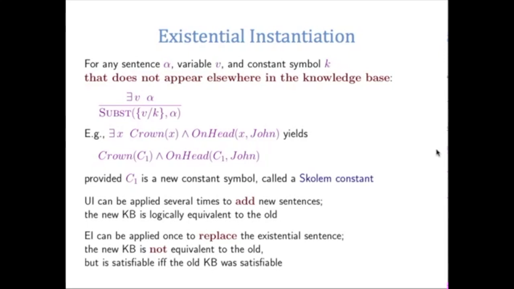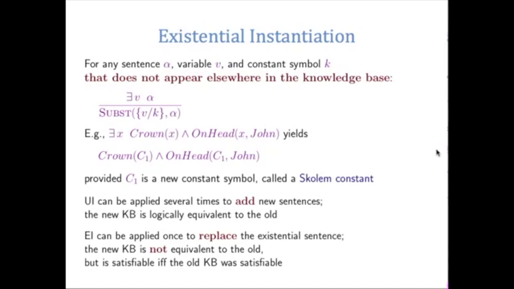So universal instantiation, when we apply it over and over again, adds new sentences to the knowledge base, because if it's true that greedy x implies evil x, then we can add greedy John implies evil John, and greedy Richard implies evil Richard, and so forth, to add new sentences to the database. And it's logically equivalent because we're just showing basically instantiations of that one inference.